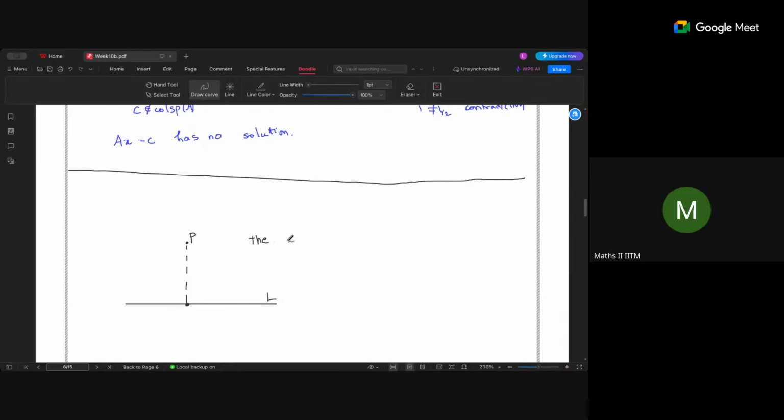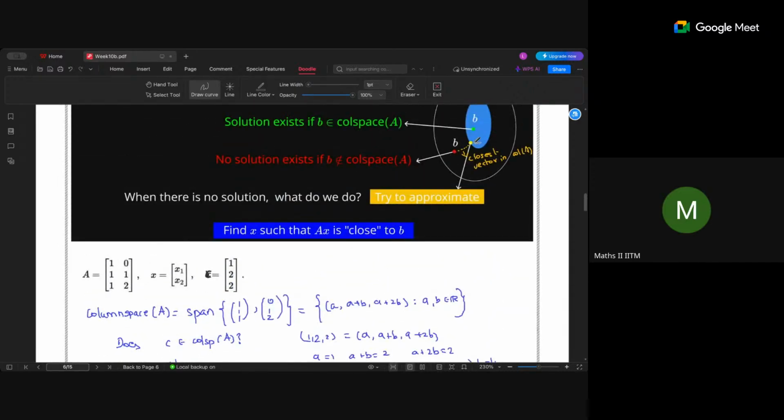The point on L which is closest to P is the perpendicular from P to L, correct? So this is clear for everyone, right? This is something you all know. Okay, so in that case, can you in general now try to say, if you want to find the element which is closest, then what is it that we need to find?